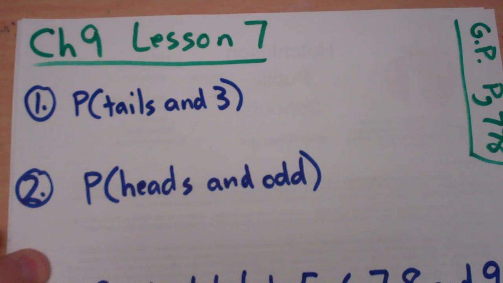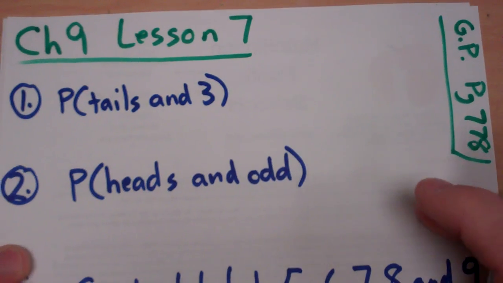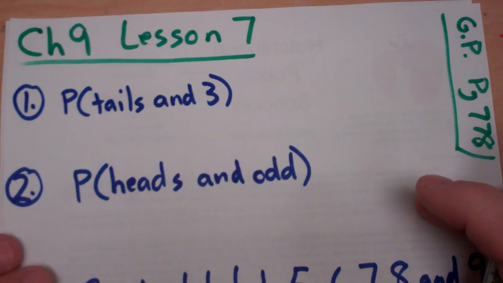Alright, this is Chapter 9, Lesson 7. I'll be doing the guided practice out of page 778. This lesson is on independent and dependent events.